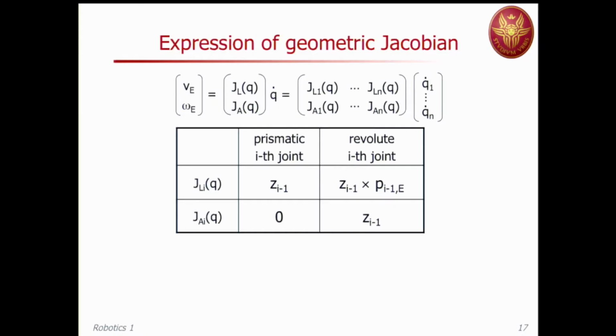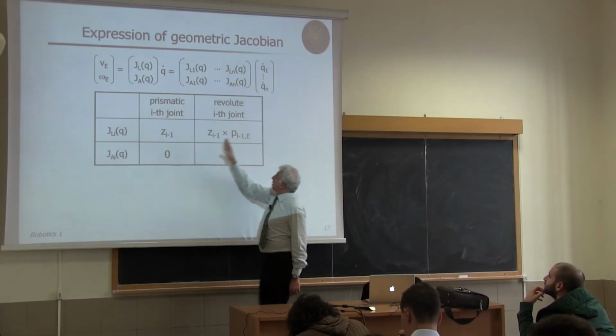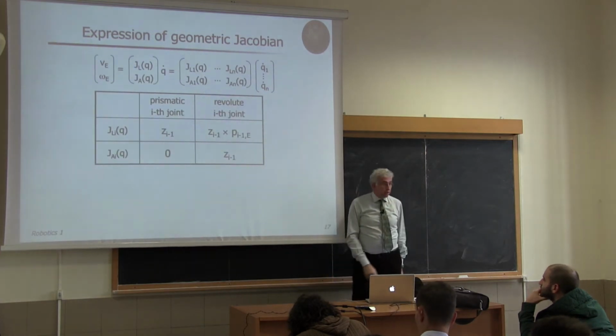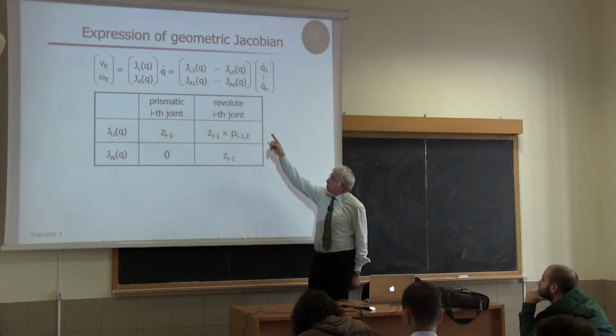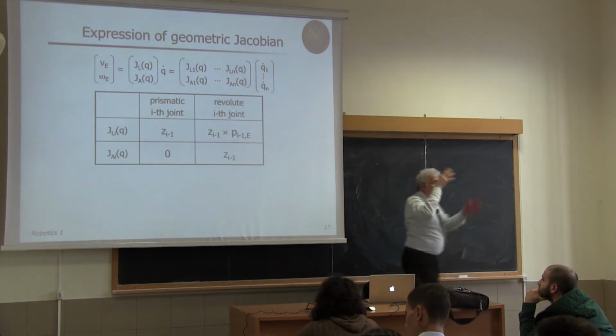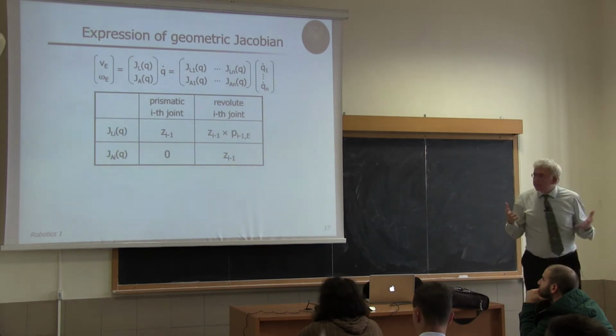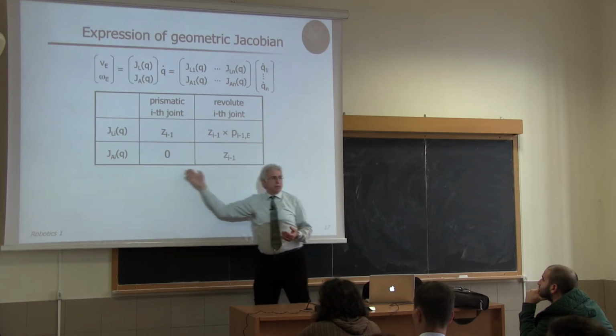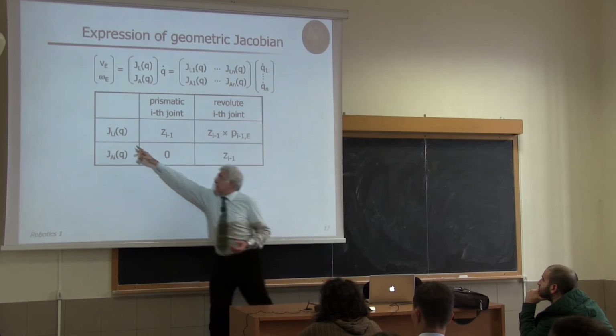Now, let's collect things together. Factoring out the velocity in the two cases. So the columns of the geometric Jacobian, if the ith column is prismatic, will be this. If the ith column is revolute, will be given by this expression. Now, on top, you see that I'm writing that these columns are a function of Q. But where is Q here? Where is Q here? I don't see any Q. Why I'm saying that these are a function of Q?